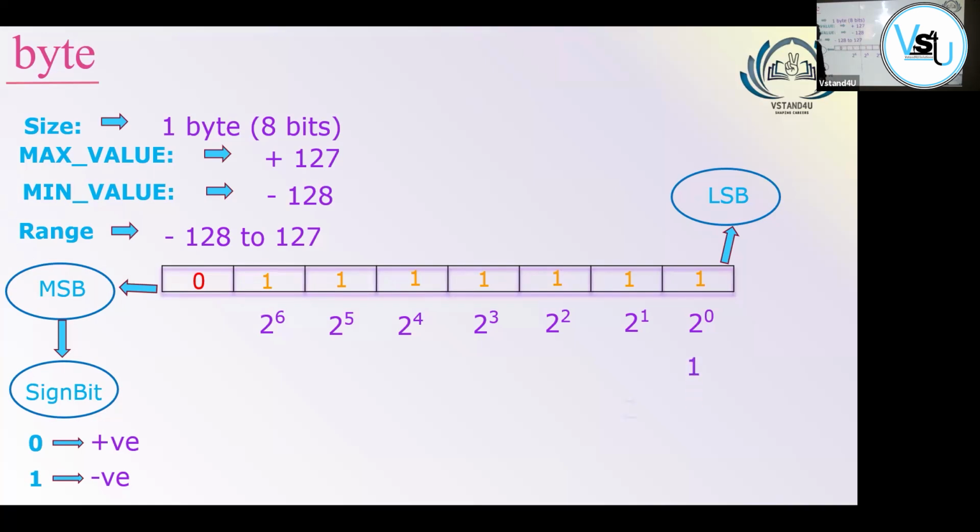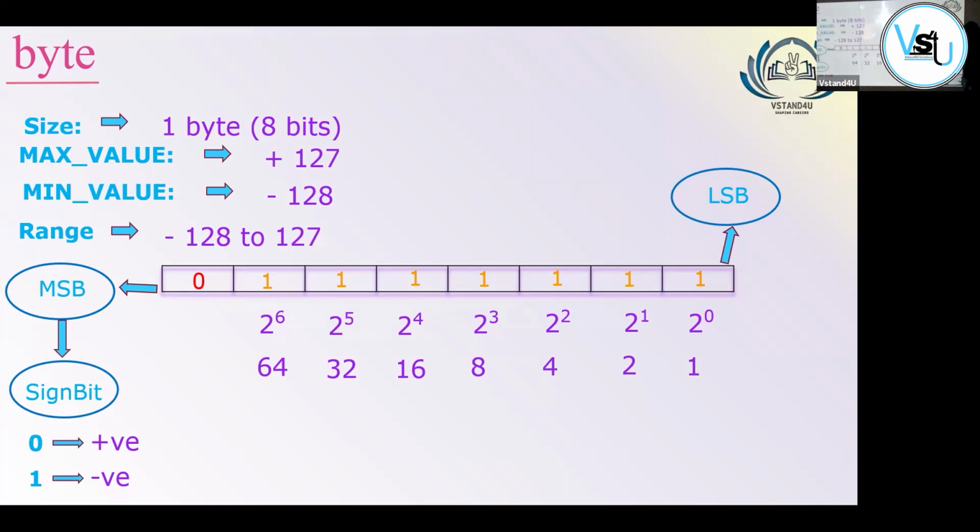Pay attention. 1, 2, 4, 8, 16, 32, 64. If you observe clearly, the total bits are 8. 1 bit is consumed for the sign bit, and the remaining bits are data bits. Wherever I have kept 1, I consider those values. 2 raised to the power 0 means 1, 2 raised to the power 1 means 2, and similarly for all the values I have kept.